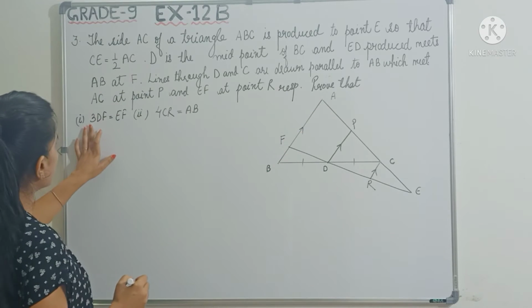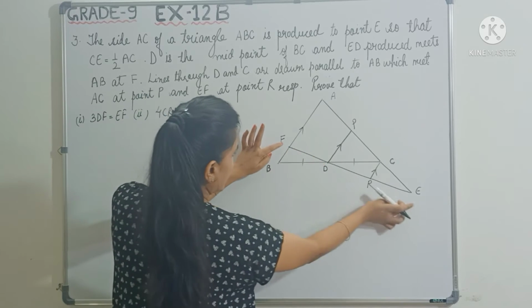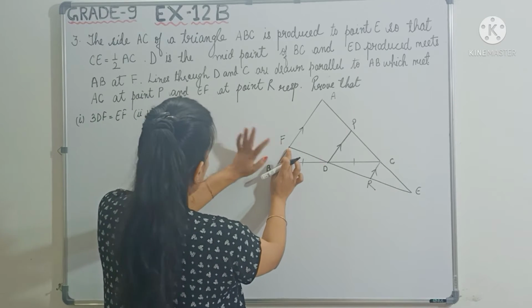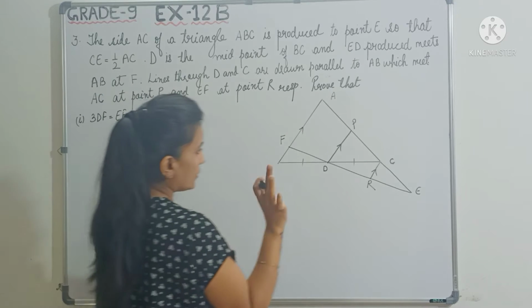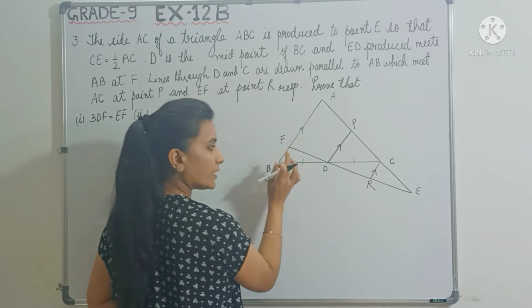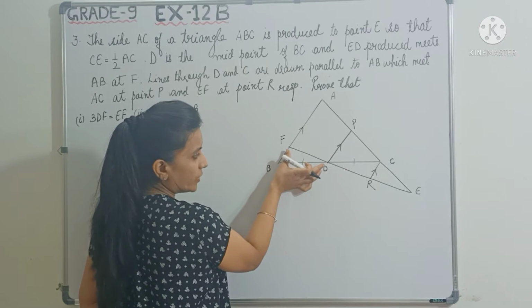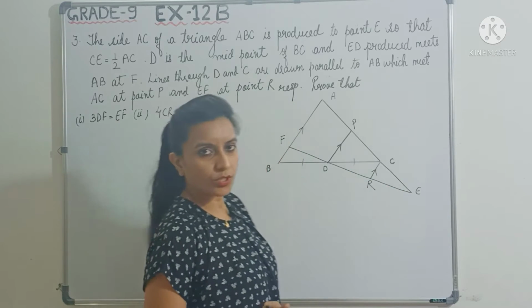You have to prove that 3DF is equal to EF. Okay. Now this second part we'll see afterwards. First let's see how to prove this. Now you have to prove that 3DF is equal to EF. It means that you have to show that FD is equal to DR is equal to RE. This is what you have to show.